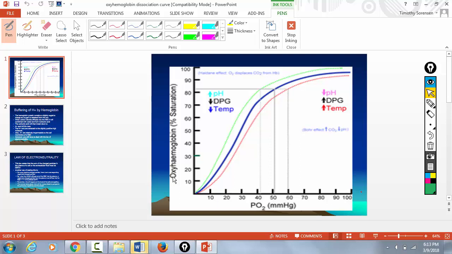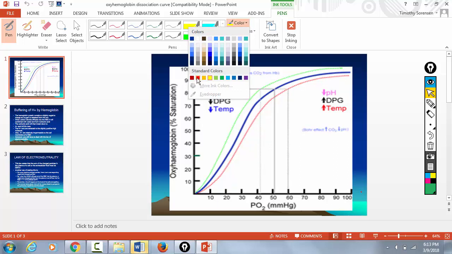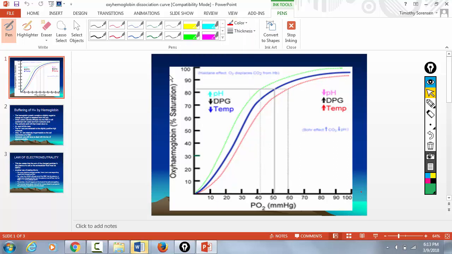Oxyhemoglobin dissociation curve. Let me explain this to you first. All right? Write this down. I'm not writing anything tonight. You are. I'm just going to say it. Are you recording? Yes. All right?